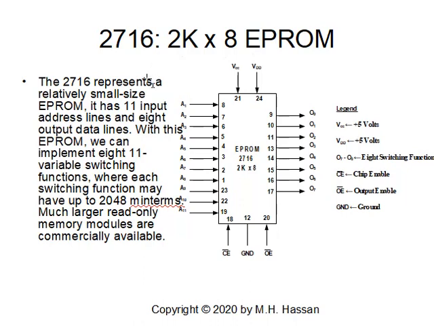The 2716 represents a relatively small size EEPROM. It has 11 input address lines and 8 output data lines. With this EEPROM, we can implement 11 switching variable functions, where each switching function may have up to 2048 minterms. Much larger read-only memory modules are commercially available. So clearly, we can implement very complicated, huge functions without any minimization required. We just implement them by a simple program that we can write in ASCII code and download to the chip.